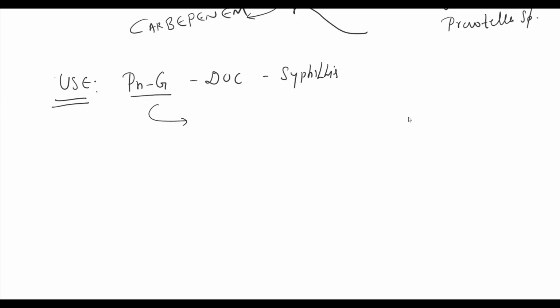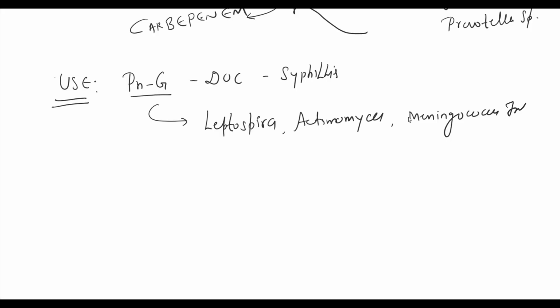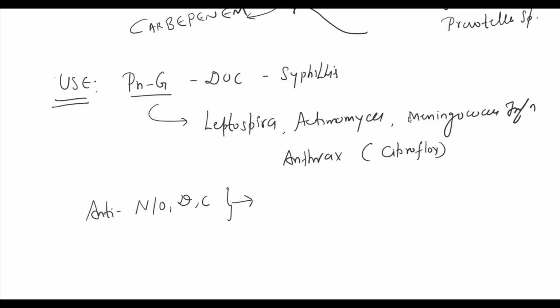It is also used for treatment of leptospira, actinomyces, meningococcus infection, and anthrax. Ciprofloxacin is the first-line drug to treat anthrax. Anti-staphylococcal antibiotics like nafcillin, oxacillin, dicloxacillin, cloxacillin are used in treatment of Staphylococcus aureus infection like skin and soft tissue infection and pneumonia produced by methicillin-sensitive Staphylococcus aureus.